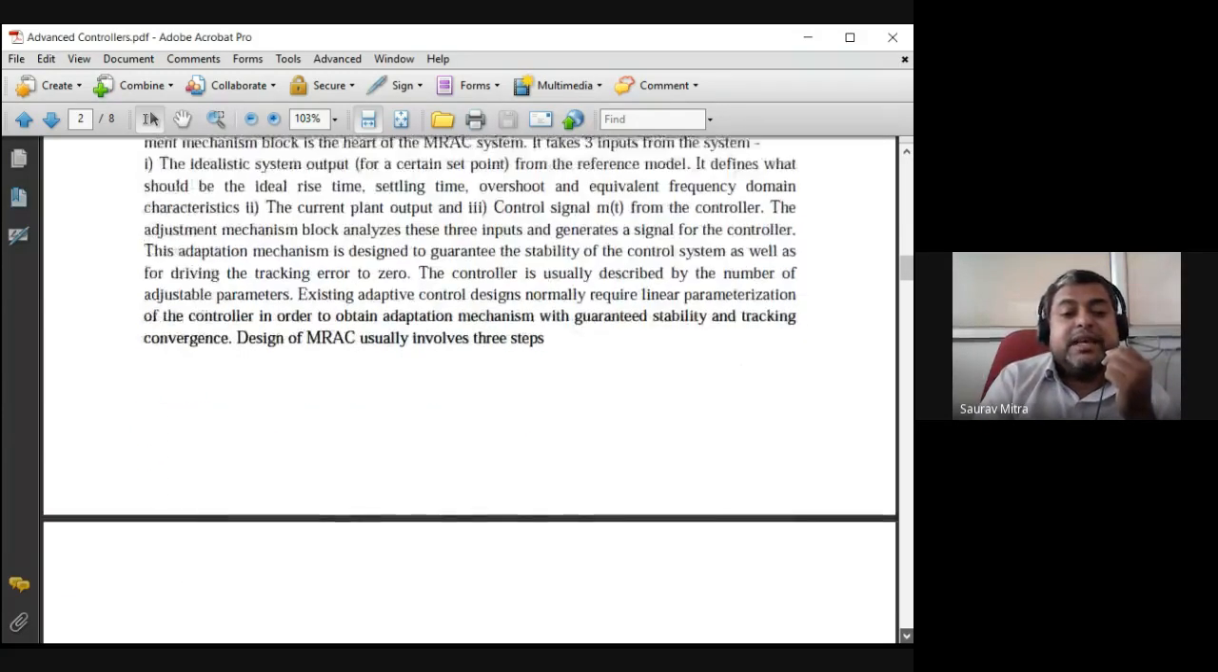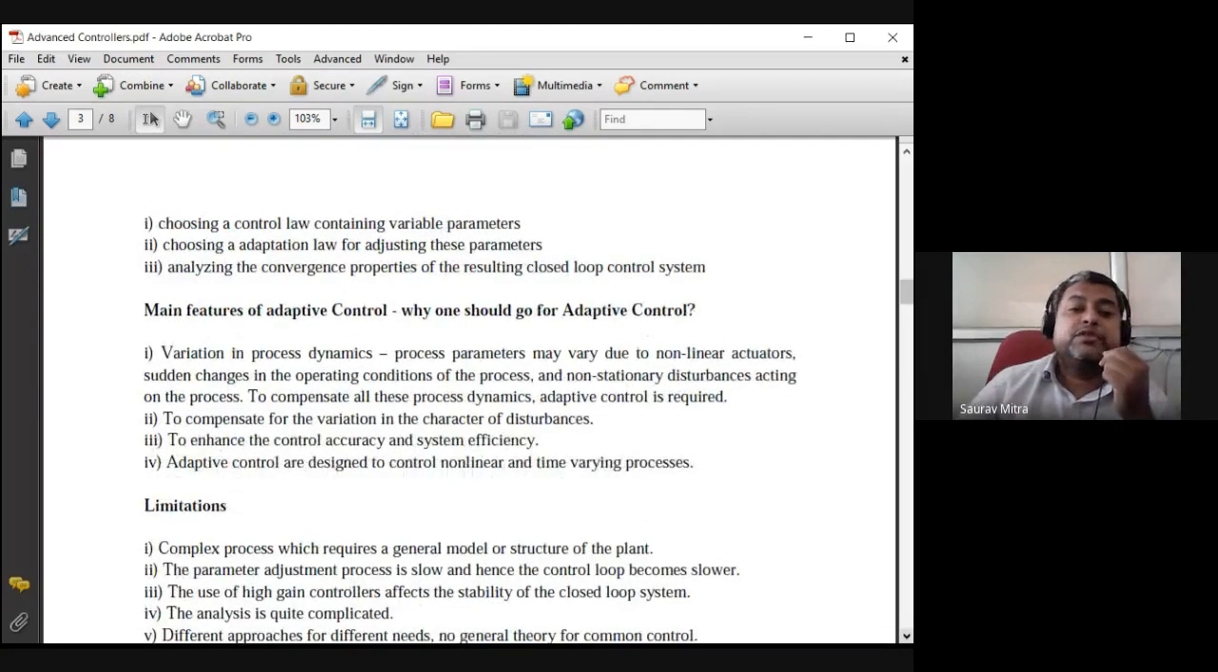The first step in the MRAS design is choosing a control law containing the variable parameter. Second is choosing an adaptation law for adjusting this parameter.